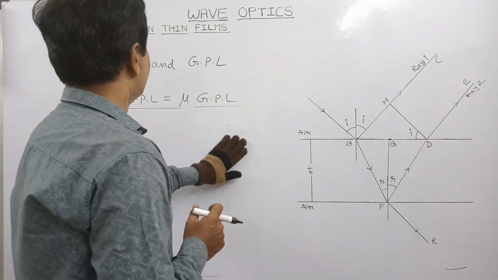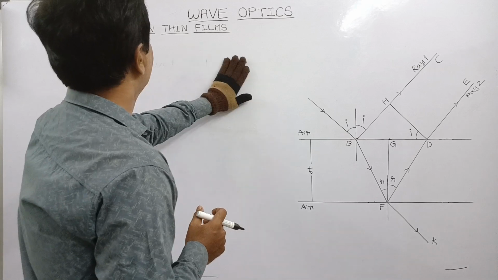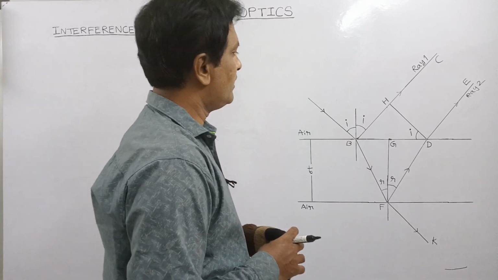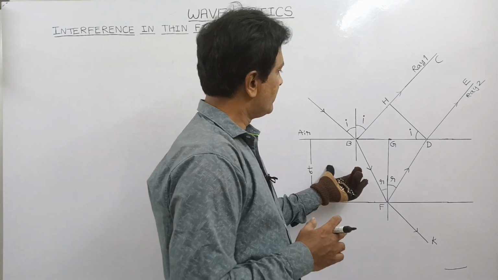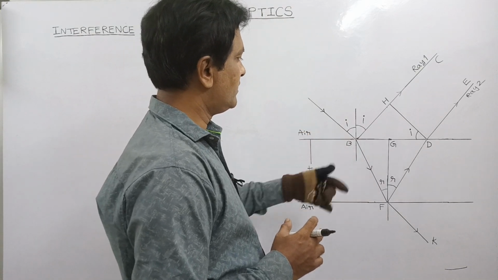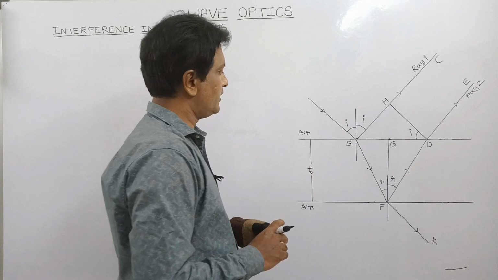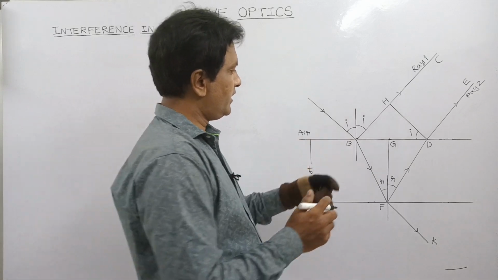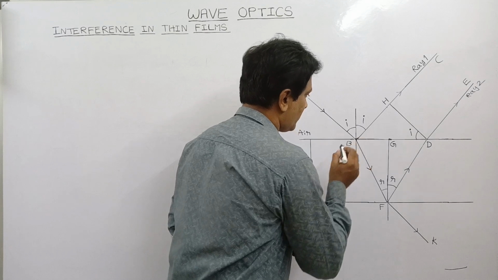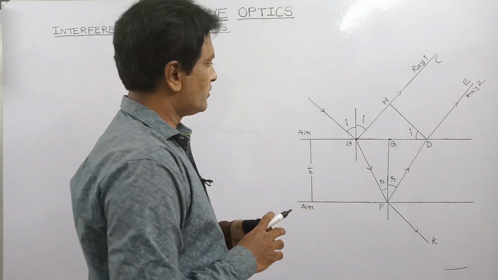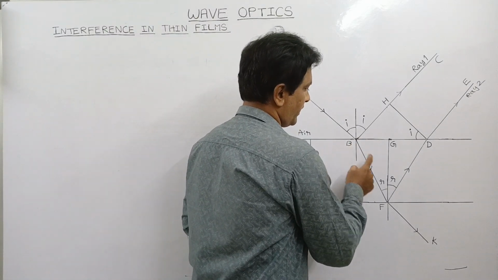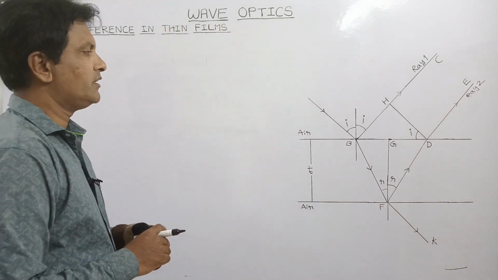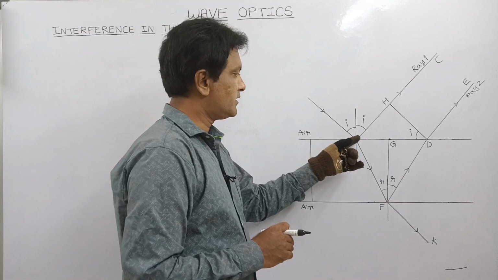Now that we understand these terms, we can look at this diagram to go through the interference pattern. This is the incident ray, and this is the thin film we are considering. The thickness of the thin film is T, and the incident ray is incident at this point, called the point of incidence. This is point B and this point is F. So what happens in thin films when an incident ray is incident here?